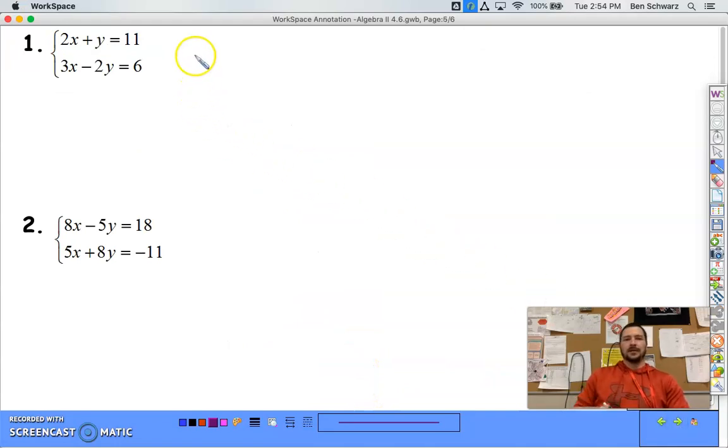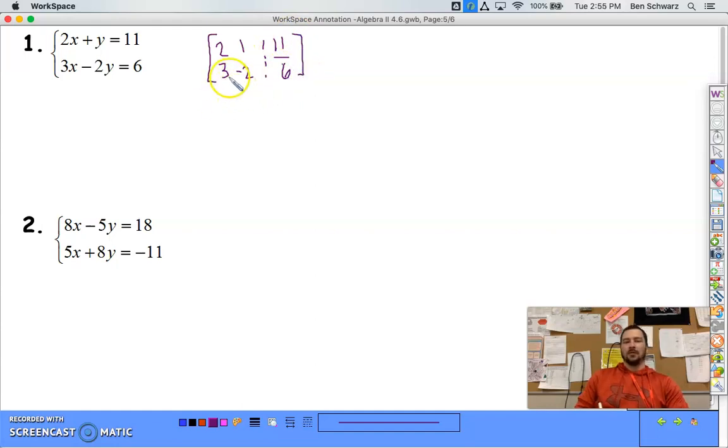All right, so a couple more examples. First, make sure they're in standard form. Okay, they are, so that's a plus. We're going to write our augmented matrix. So 2, 1, 3, negative 2, and then 11 and 6. I don't know why I put a fraction bar there. You don't need that fraction bar.